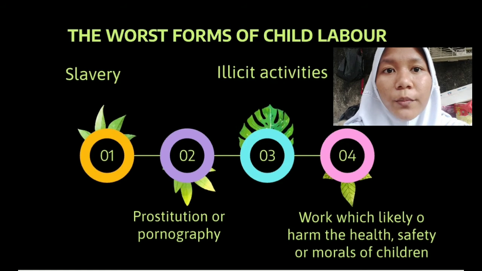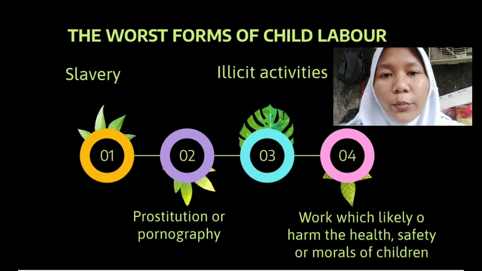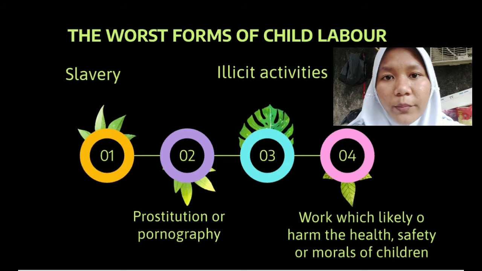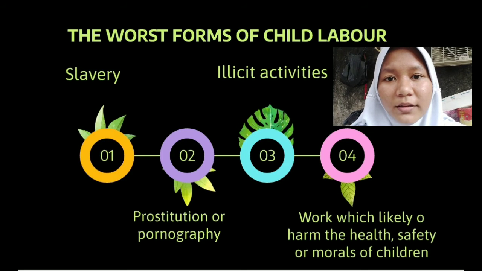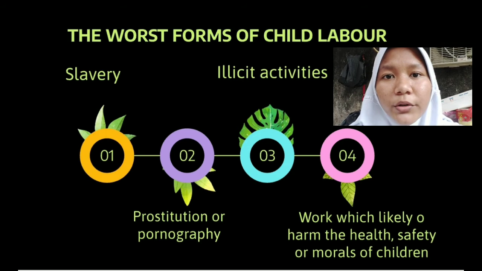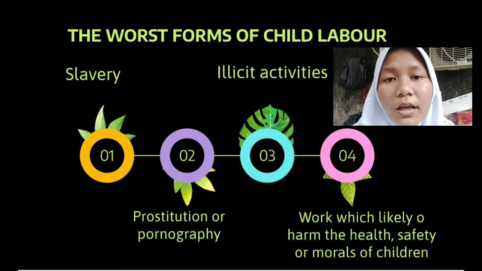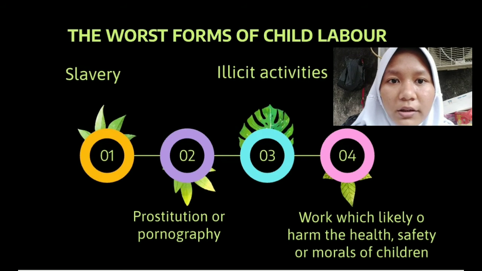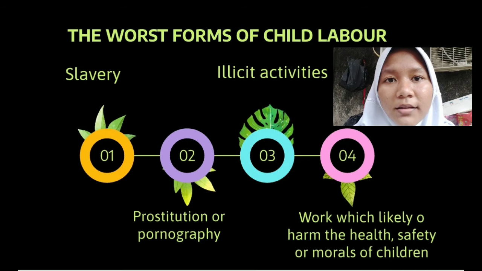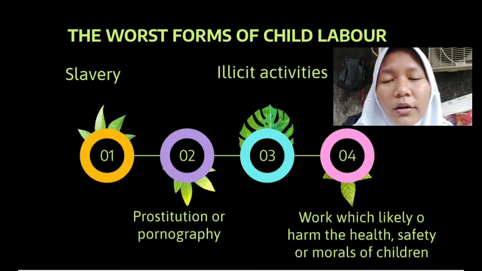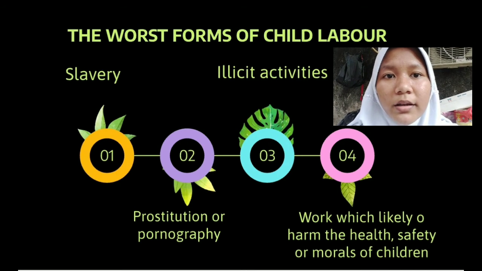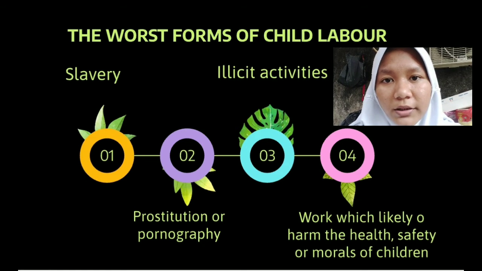Second, the use, procuring, or offering of a child for prostitution, for the production of pornography, or for pornographic performances. Third, the use, procuring, or offering of a child for illicit activities, in particular for the production and trafficking of drugs as defined in the relevant international treaties. And the last, work which, by its nature or the circumstances in which it is carried out, is likely to harm the health, safety, or morals of children.